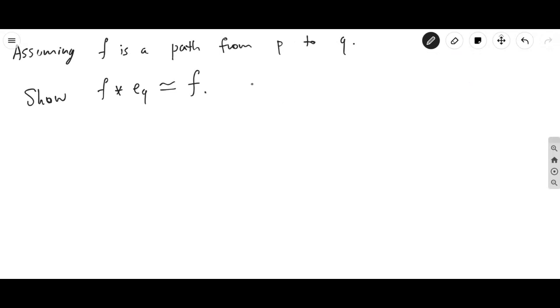Now, let's just calculate. This is what we said before. By the way, maybe this will make it a little bit easier. Keep in mind, f of p, that's just f of 0, and f of q, that's f of 1, because f, after all, is a continuous function from the unit interval. So you can evaluate it at 0 and at 1.